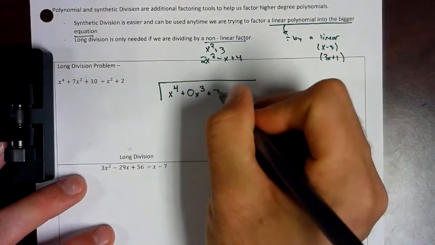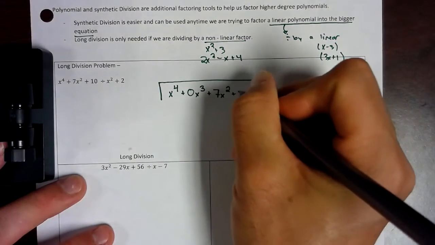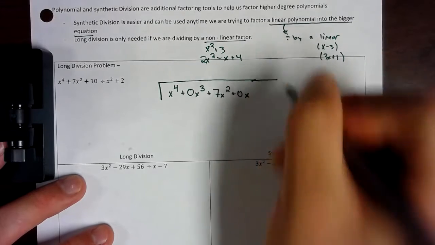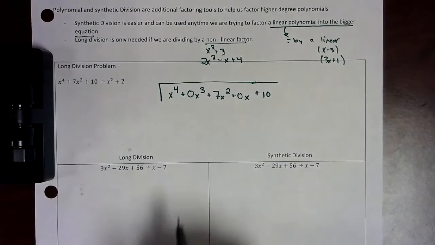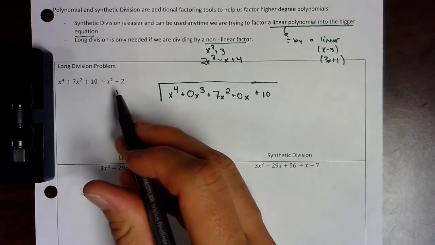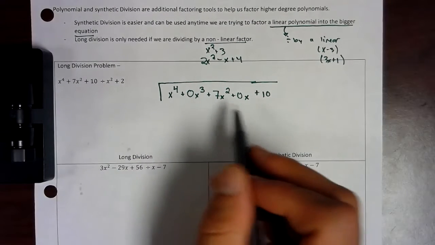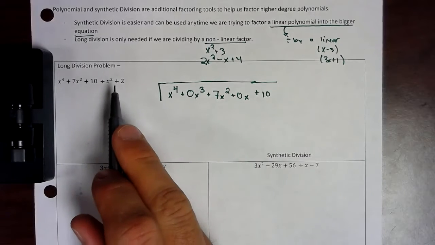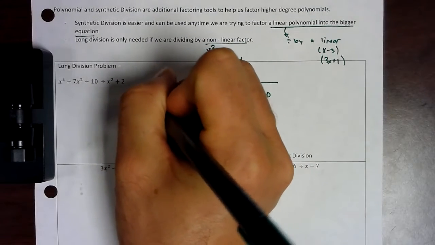So we need placeholders for any missing term that we don't have in the equation. So then I see a 7x squared, but once again, we're missing a linear term. So we need a 0x to serve as a placeholder. And then we have plus 10 at the very end. What we're dividing by, x squared plus 2, is going to go on the outside here. Now, just like what we did on the inside, if we're missing any terms, like there's no linear term here, we need a placeholder there, so we need that 0x.